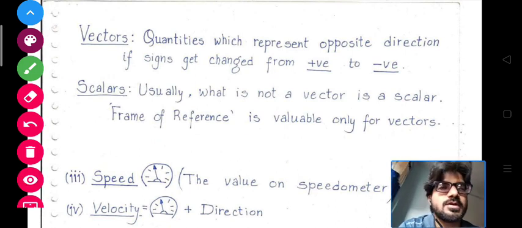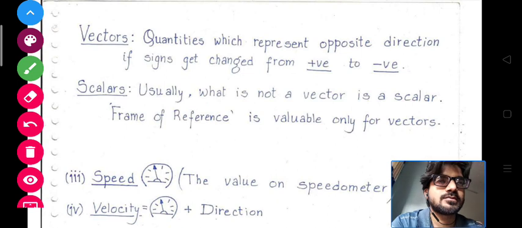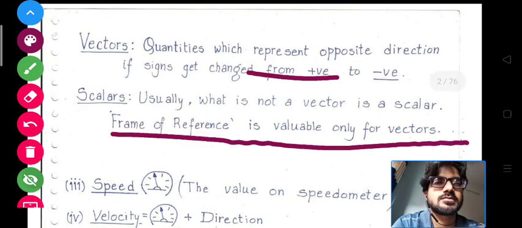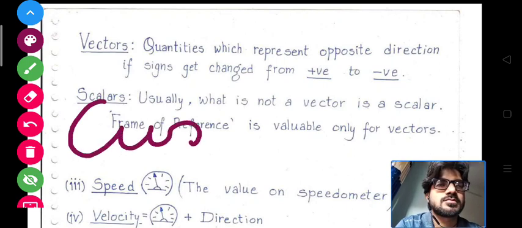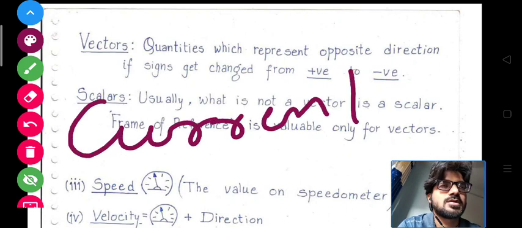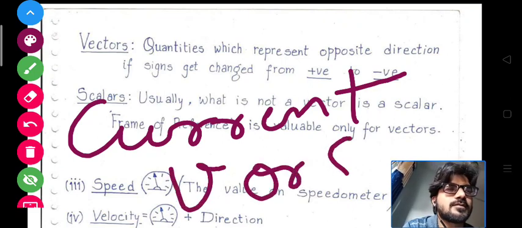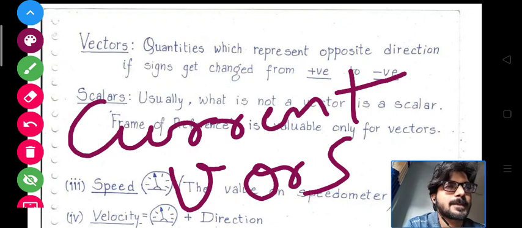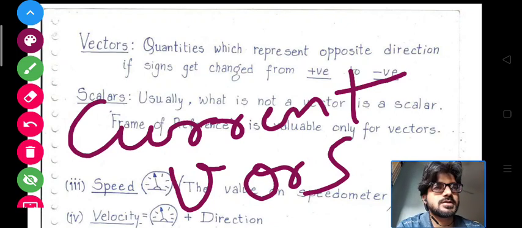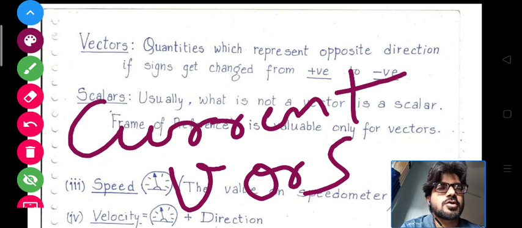Can you please tell me whether the current that is flowing into your house is a vector or a scalar quantity? If you find the answer, kindly comment in the comment section.